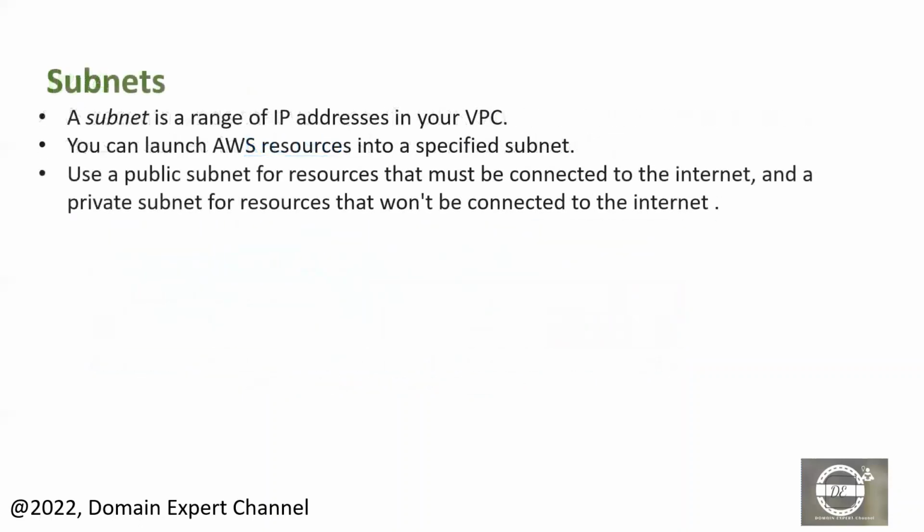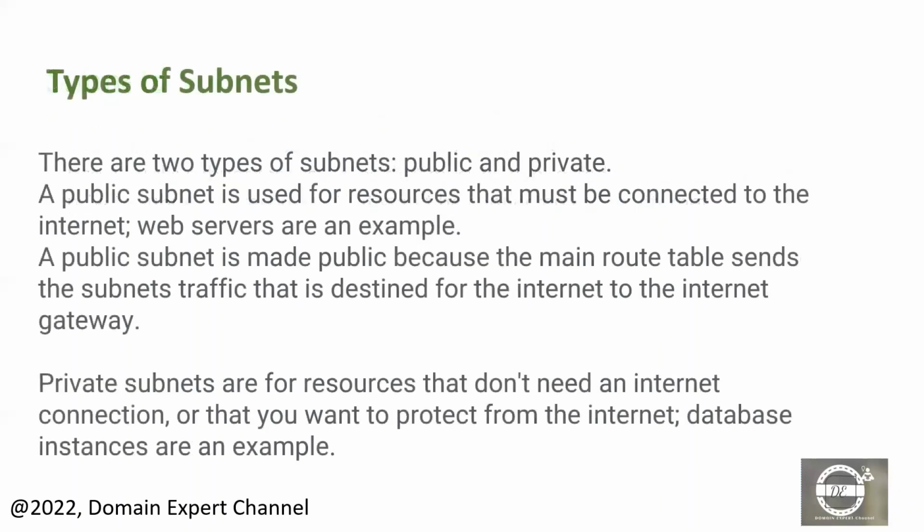Now let us discuss subnets. A subnet is a range of IP addresses in your VPC. You can launch AWS resources into a specified subnet. Use a public subnet for resources that must be connected to the internet and a private subnet for resources that won't be connected to the internet. There are two types of subnets. The first one is the private subnet and the second is the public subnet.